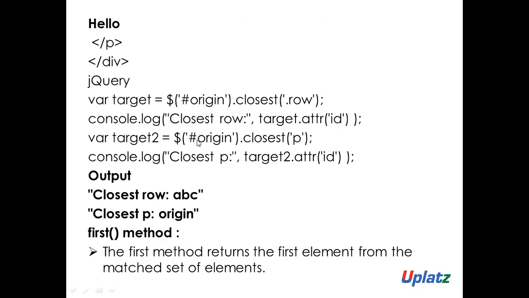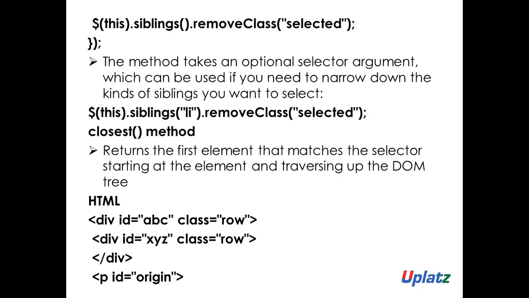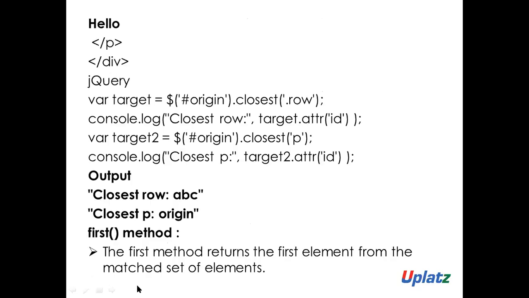So in the second target, I also have origin closest P element to my target. I'm just consoling that target two dot attribute dot P. So now for closest row, I will get ABC, and my origin would be like this. I will print the origin. So you can see here closest row is ABC, and the P element ID would be origin.